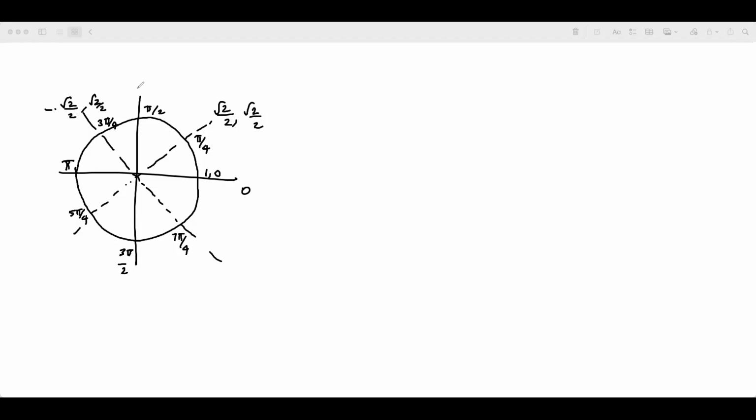So this is 1 comma 0, 0 comma 1. Here 0 comma minus 1, minus 1 comma 0. Again filling this in, both negatives, root 2 by 2 minus. Why we are doing it multiple times is for you to really memorize in this class itself, okay? So this is root 2 by 2, comma minus root 2 by 2. Okay, now you know what I'm going to do.